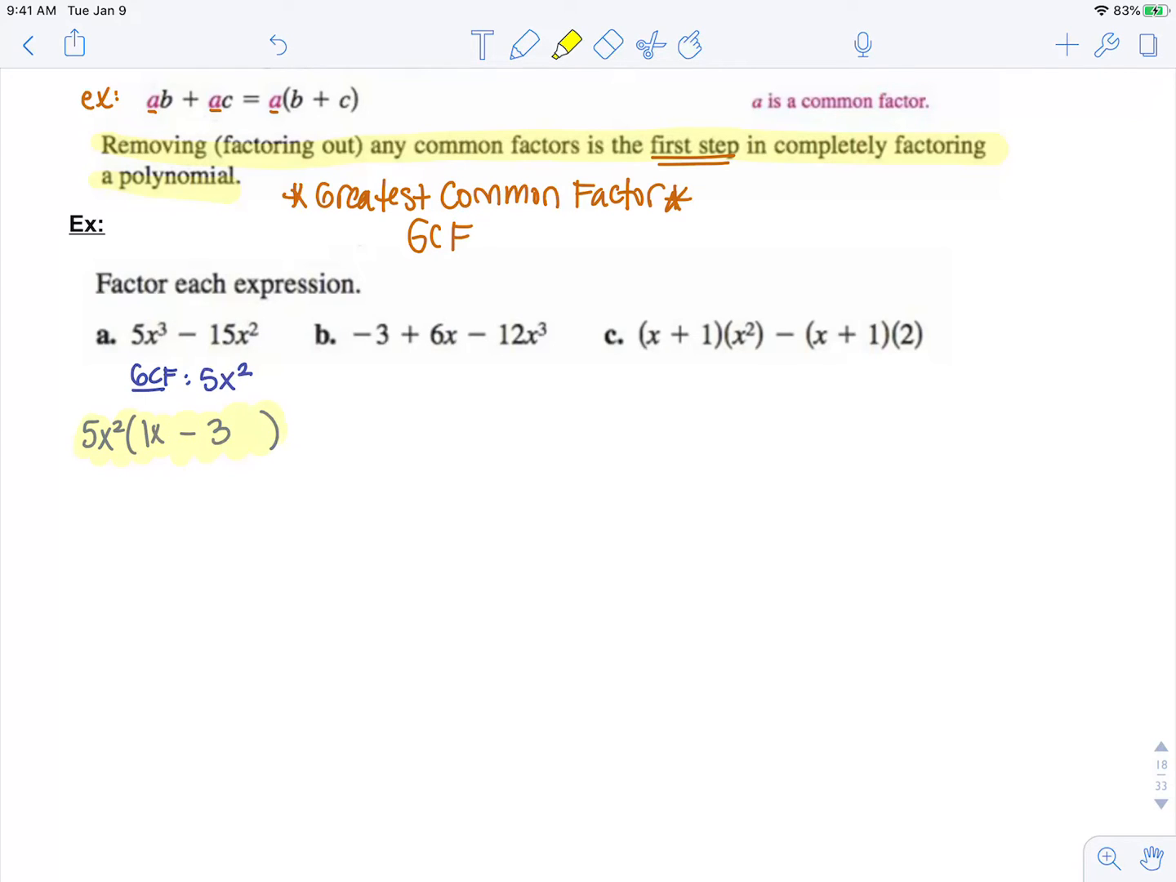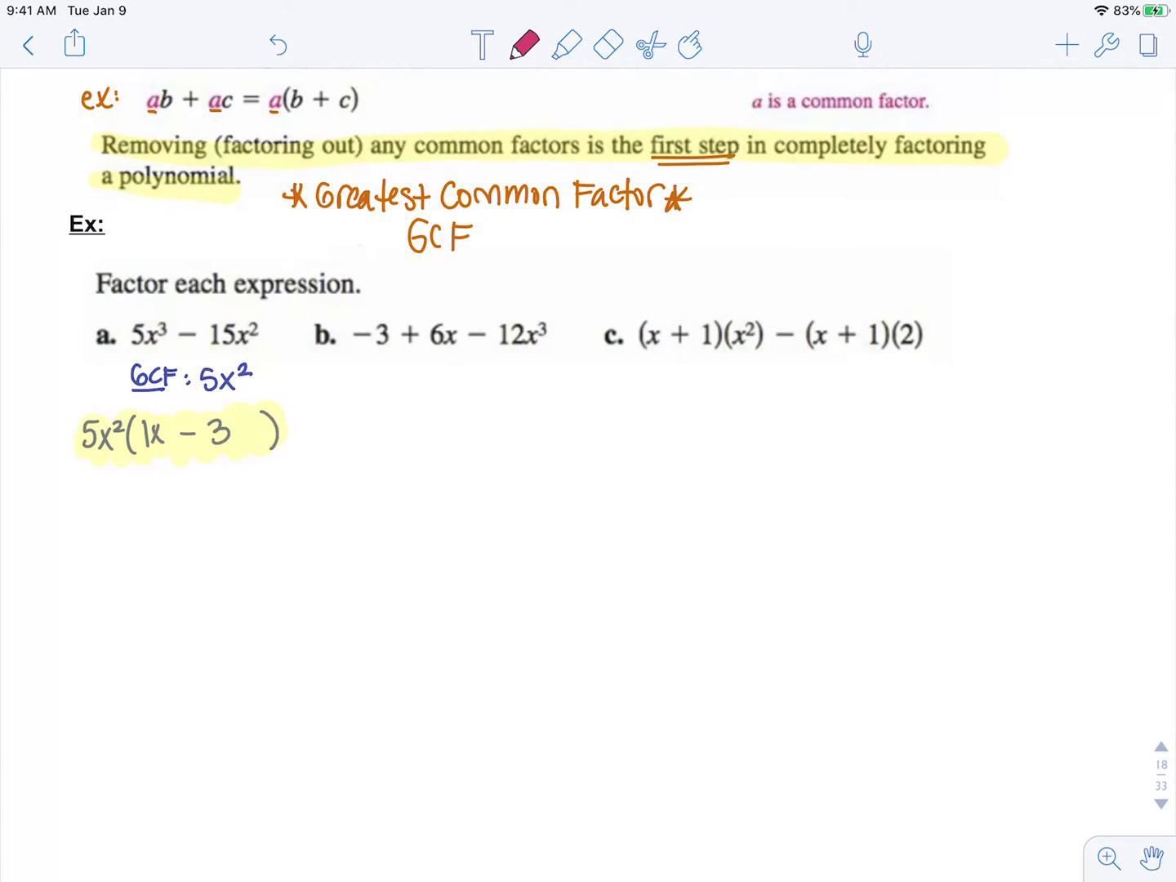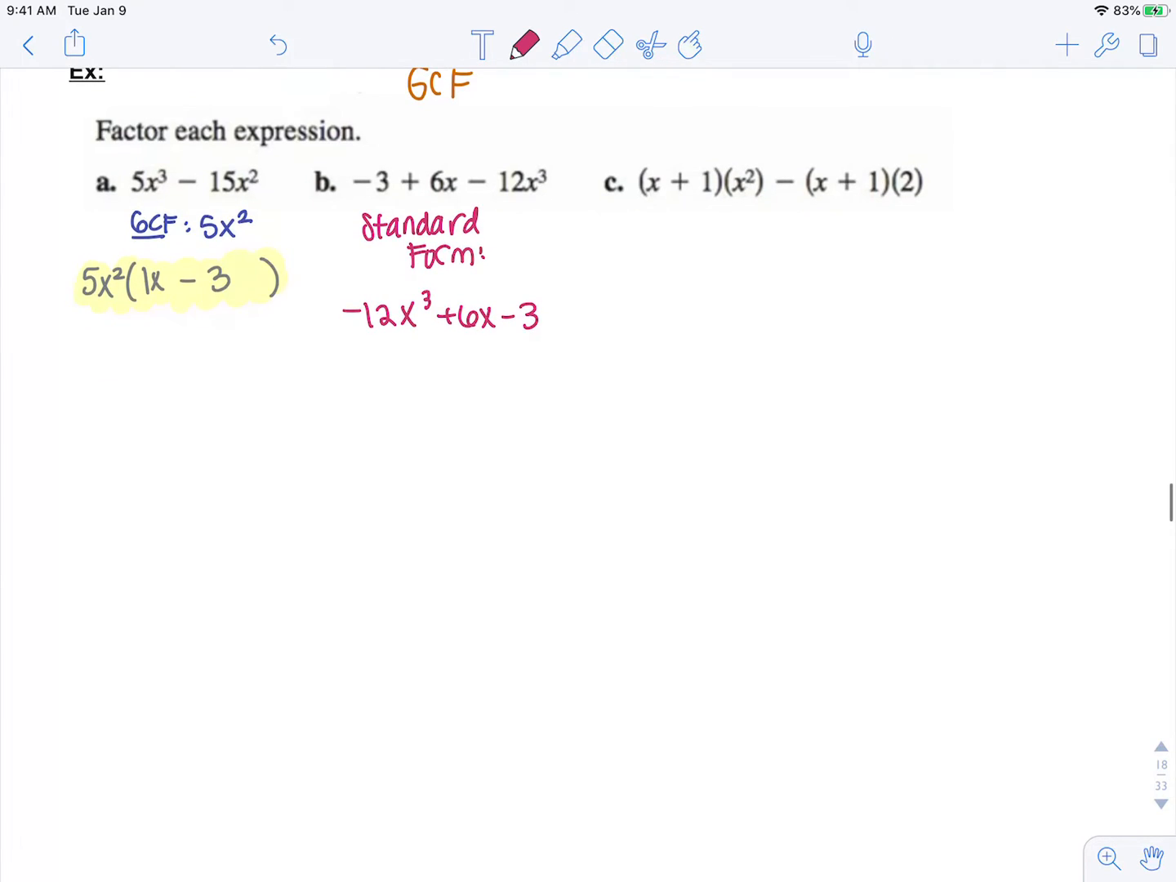Now when I look at part B, I have a trinomial, but this trinomial is not in standard form, so I'm going to write it in standard form first before we factor. So that will be negative 12x cubed plus 6x minus 3.